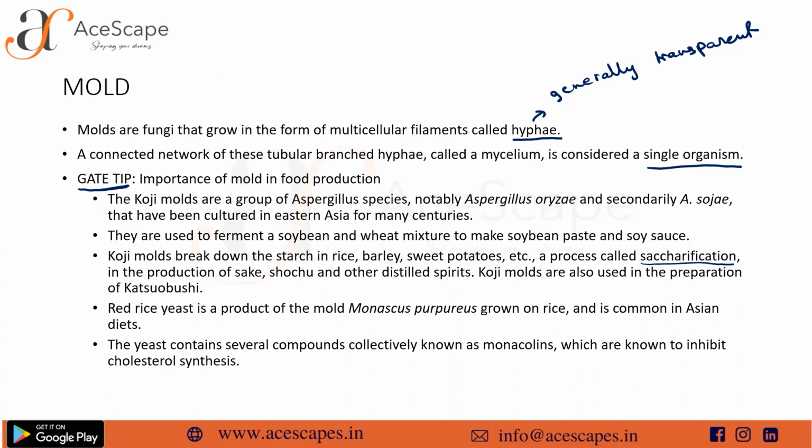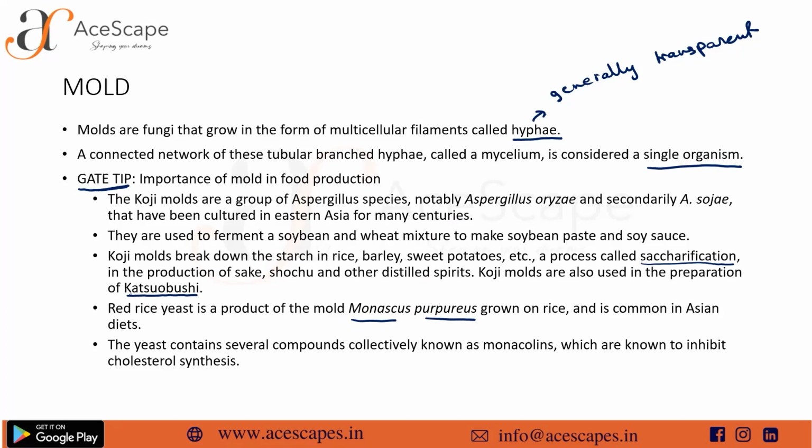These koji molds are also used in the preparation of a Japanese dish, katsuobushi, which is a type of tuna. Also, red yeast rice is a product of the mold Monascus purpureus. It's grown on rice and is very common in the Asian diet. It contains several compounds collectively known as monacolins, which are known to inhibit cholesterol synthesis.